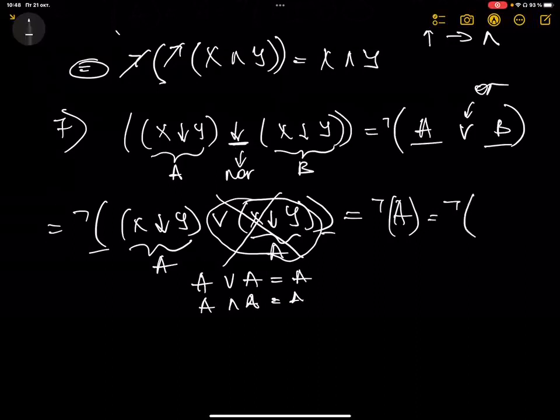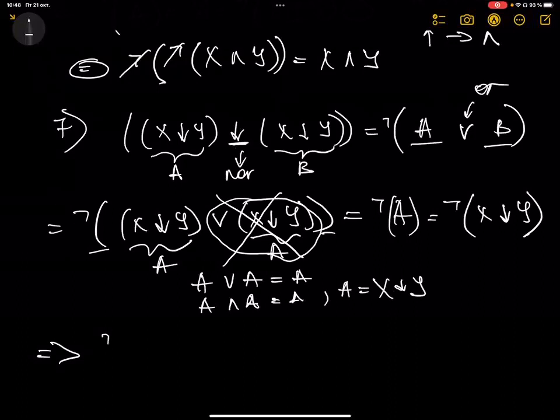A is what? A is X NOR Y. Okay, I hope my writing is pretty understandable for you. X, Y. So X NOR Y. Okay. So now we continue from here. It's going to be what?